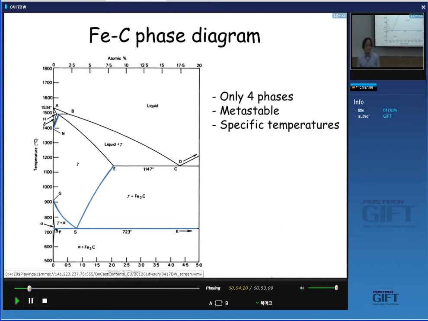Here, in AE1, AE3, AE4, AECM, E means equilibrium, the temperature you can find in the equilibrium phase diagram. Sometimes you can see terminology like AR1, AC1, and also AR3, AC3. What is the difference between AE1 and AR1 and AC1? As I mentioned, AE1 is the temperature you can see in the phase diagram. AR1 is the temperature you can observe during cooling. AC1 is the temperature you can observe during heating.